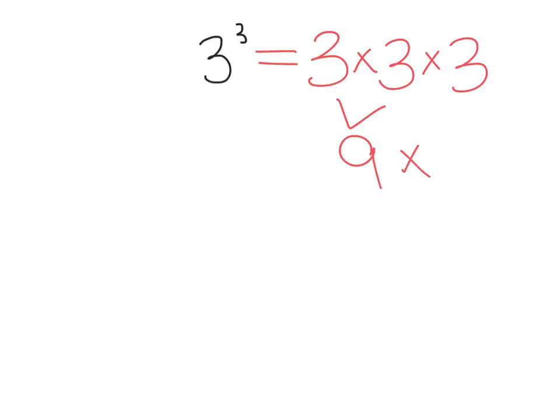For the next one, we have 3 cubed, or 3 to the third power, so that means 3 times 3 times 3, by itself 3 times. 3 times 3 is 9, times 3 equals 27. So 3 cubed equals 27.